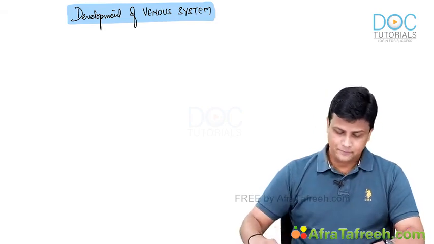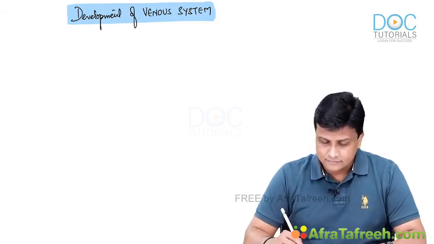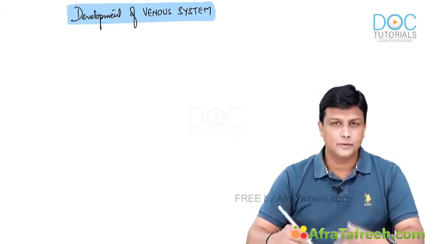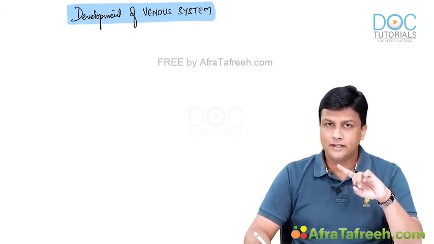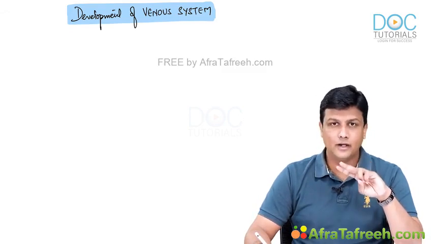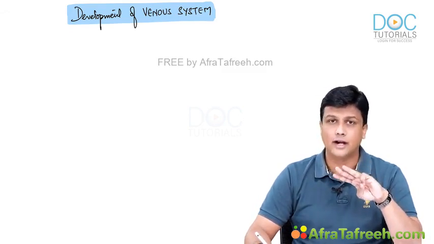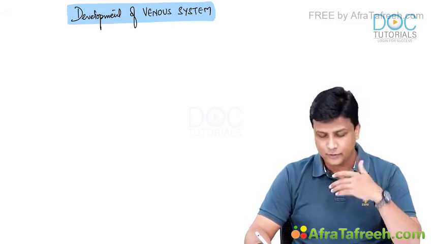Observe very carefully. Now, during development of venous system, first thing that I want you to remember is during development, there will be three sets of veins. Number one, there will be umbilical vein. Number two, there will be vitelline vein. And number three, there will be cardinal veins. So during development, we'll be having three sets of veins. First, let us draw a diagram for that one.